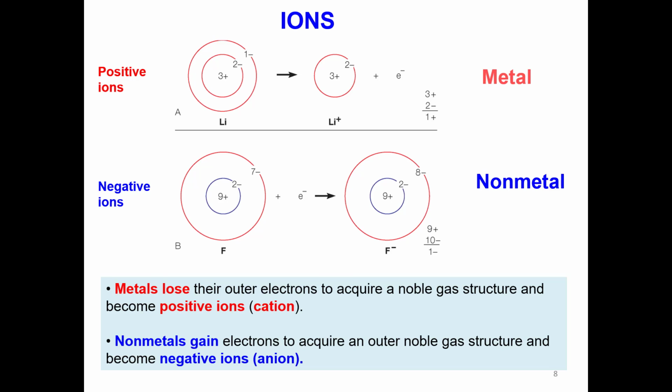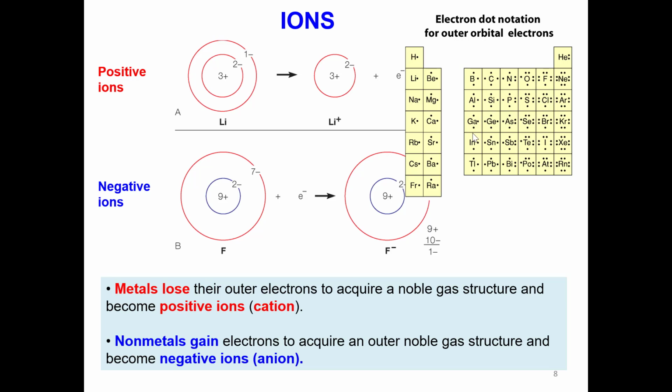And this is why the metals usually lose their outer electrons to acquire a noble gas structure and become positive ions, or cations. For example, sodium needs to lose 1 electron to be similar to neon, or acquire the electron configuration of neon, which is more stable. Or calcium needs to lose 2 electrons to become like argon, meaning to have the electron configuration of argon and be more stable.